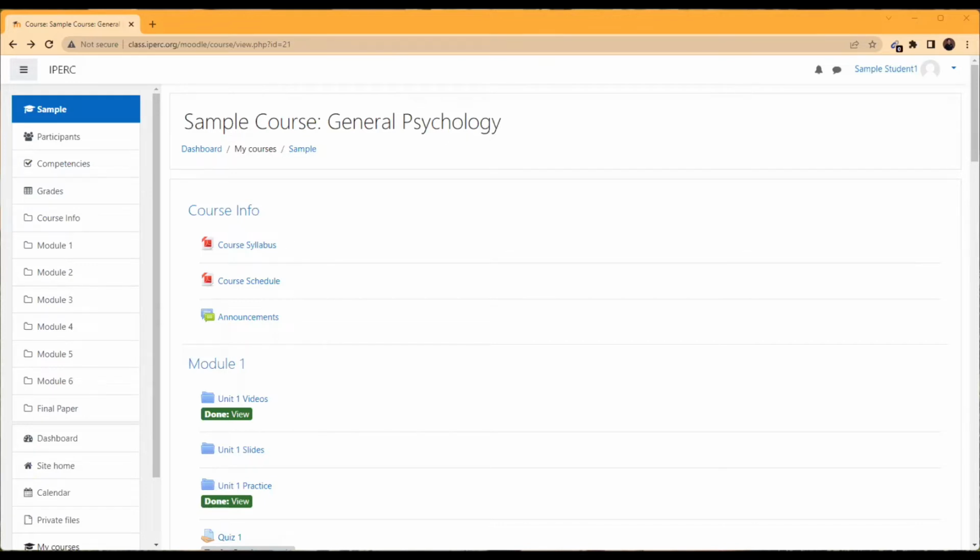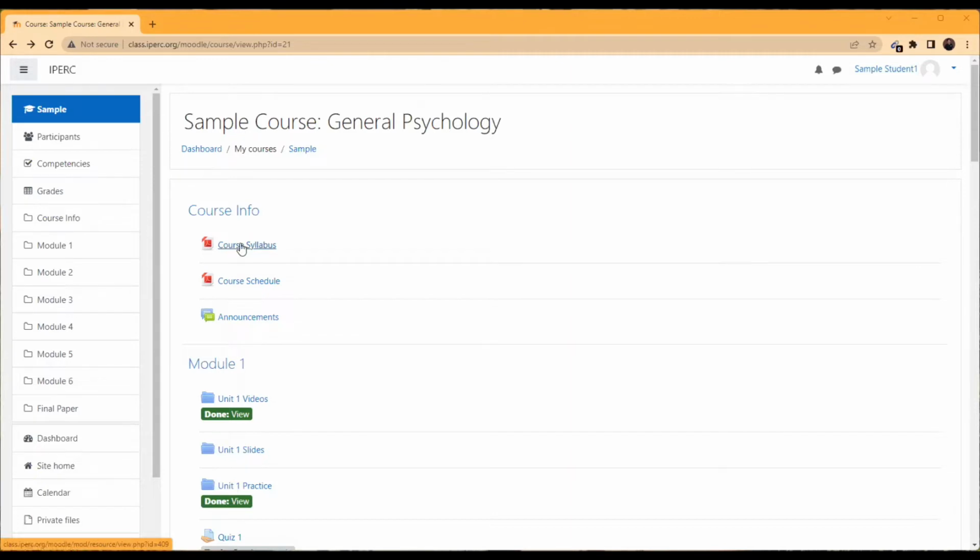Last time we went over the course page, and today we are going to look at all the details on this sample course page, and your course page will have the same thing. Okay, today we are going to start with the course syllabus.